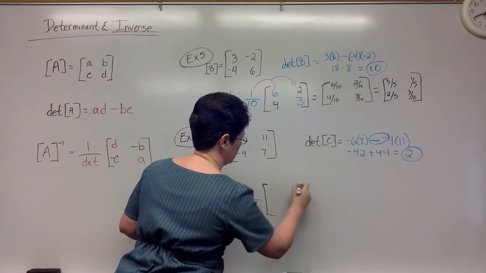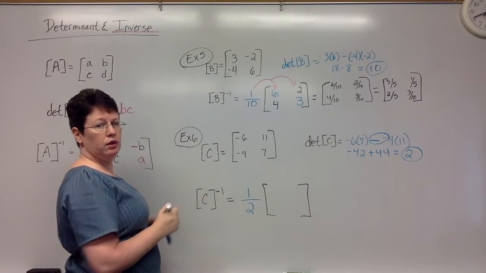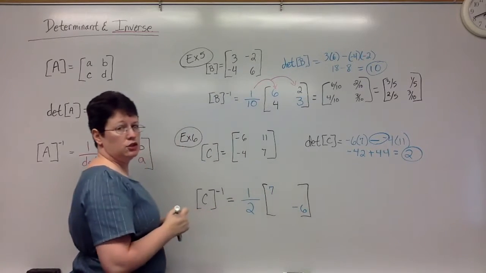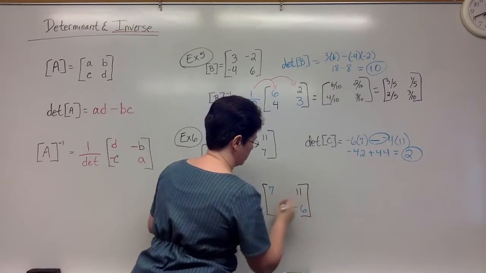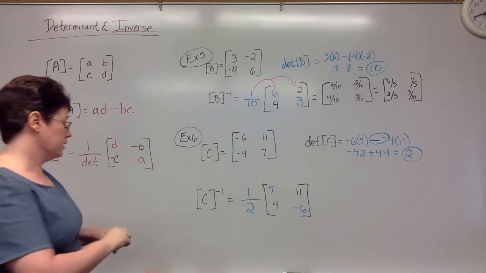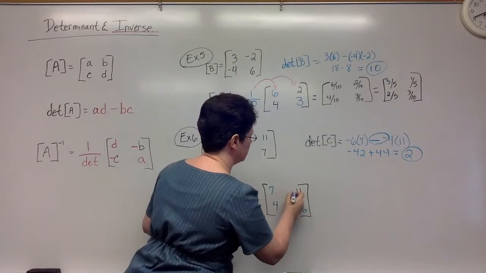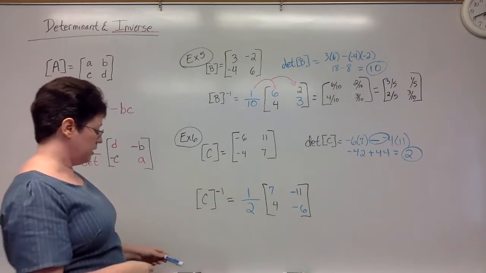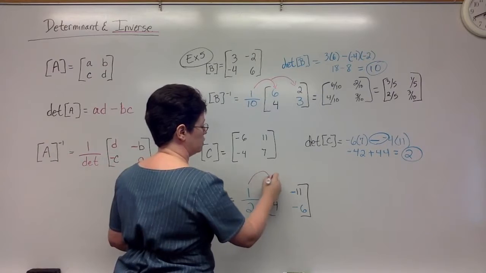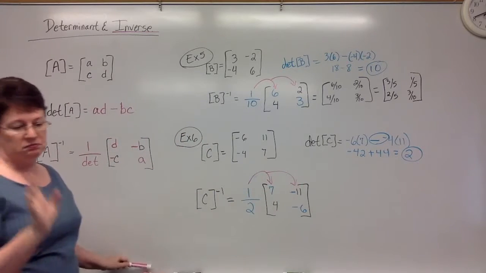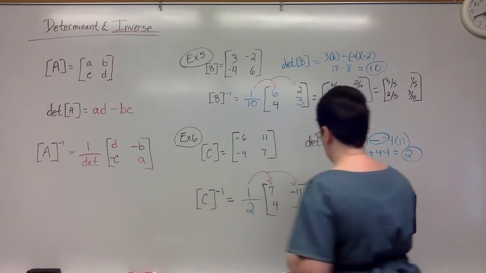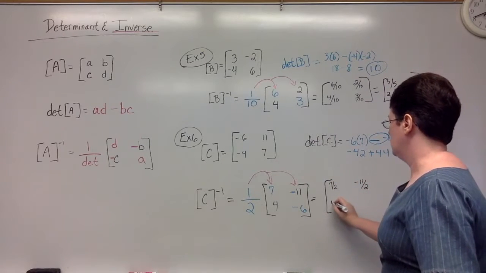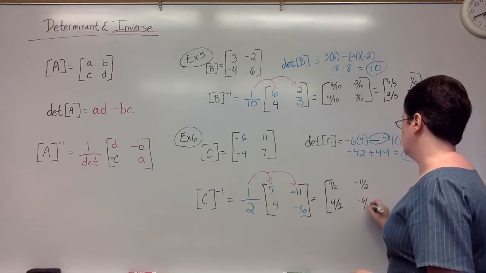Now let's put the matrix in. Who changed places? Do-si-do. Grab your partner, swing them around. The 7 and the negative 6. 7, negative 6. They change places. The 11 and the negative 4 stay in the same spot, but we got to switch the signs. 11 was positive, he becomes negative. 4 was negative, becomes positive. Now all we have to do is take our pretty little 1/2 and distribute to everything inside. Don't worry about it. It's easy. Okay, let's do that. So, I now have 7 divided by 2, negative 11 divided by 2, 4 divided by 2, and negative 6 divided by 2.